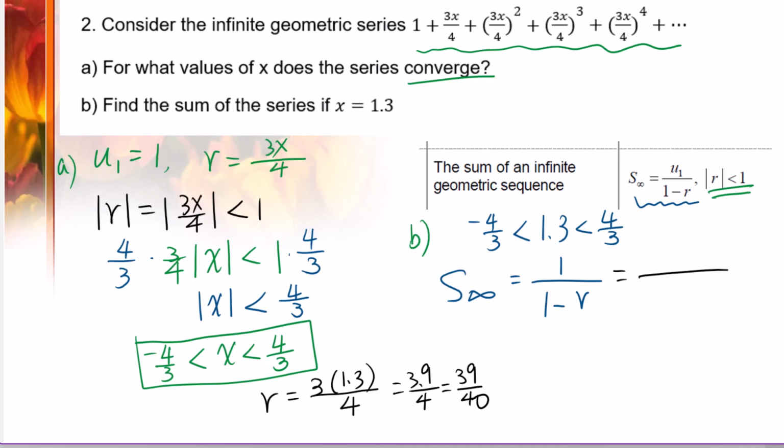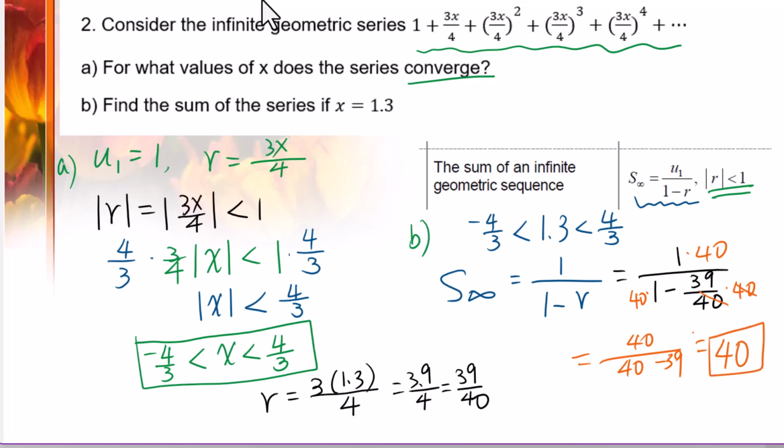So equals 1 over 1 minus 39 over 40. Try to get rid of 40 by multiplying by 40 for every single term. Equals 40 over 40 reduce minus 39 equals 40. So 40 is the sum of this series.